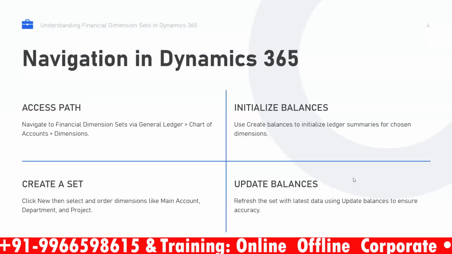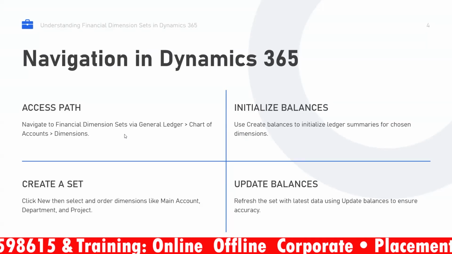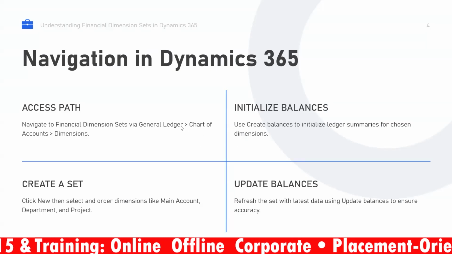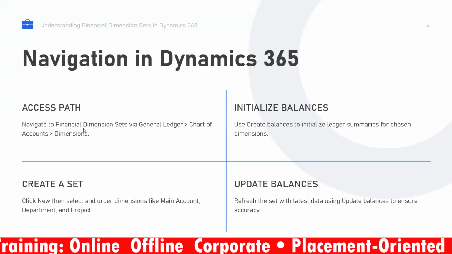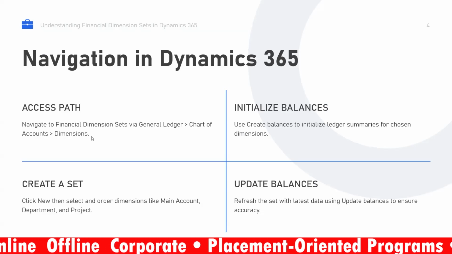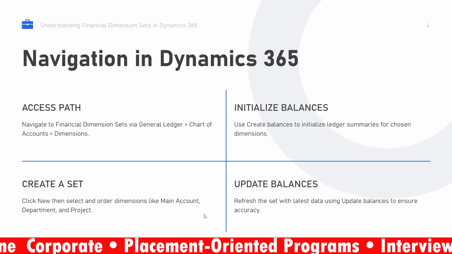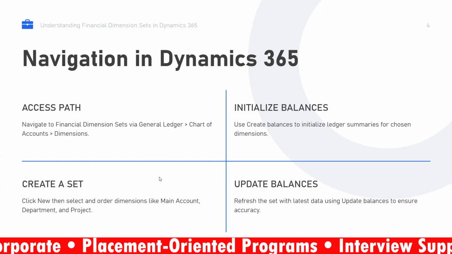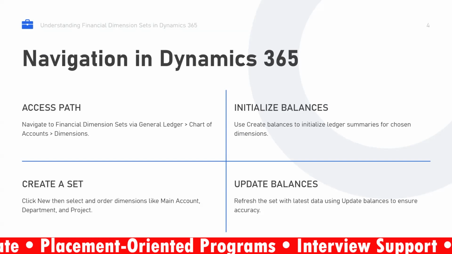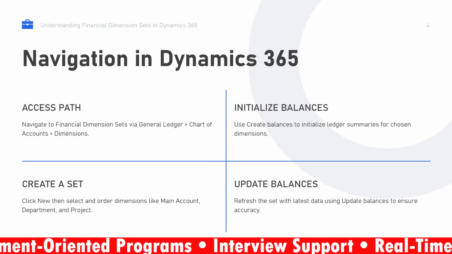When you want to navigate to the financial dimension sets, you can go to your general ledger module, under the chart of accounts. There you can find an option called financial dimension sets. Initialize the balances, create the set and update the balances, so that it will be activated and active whenever you are going to generate those combinations.